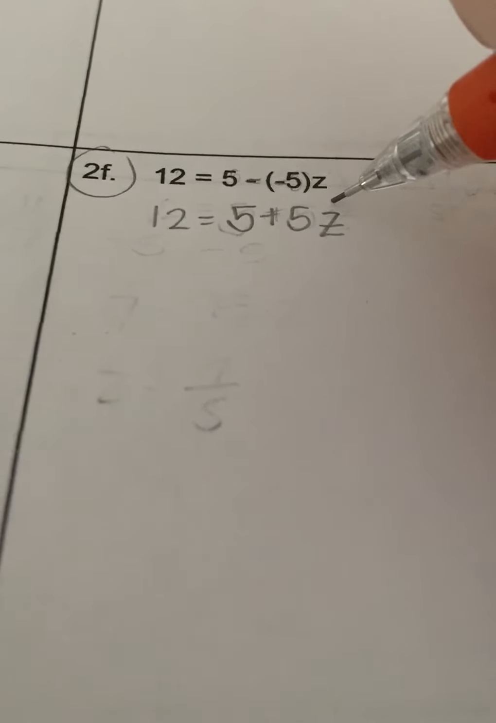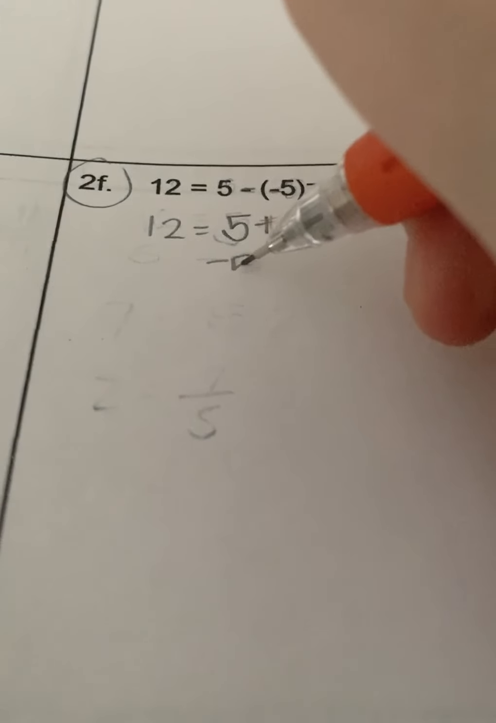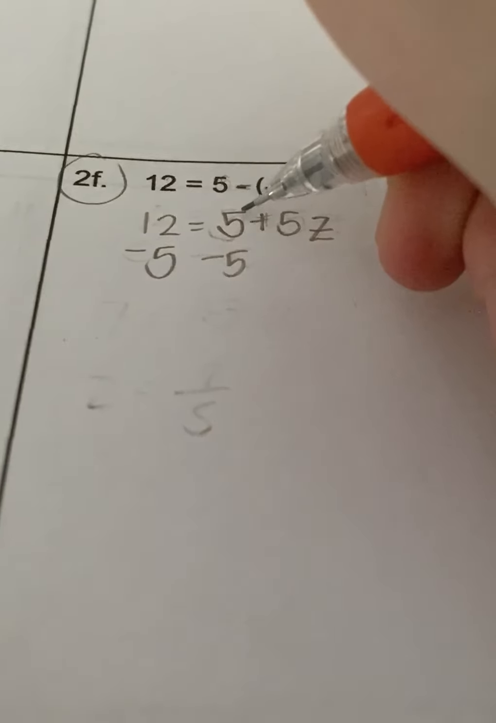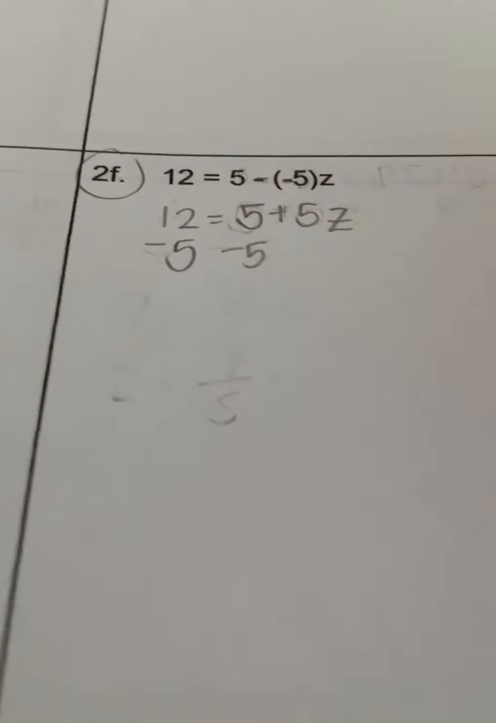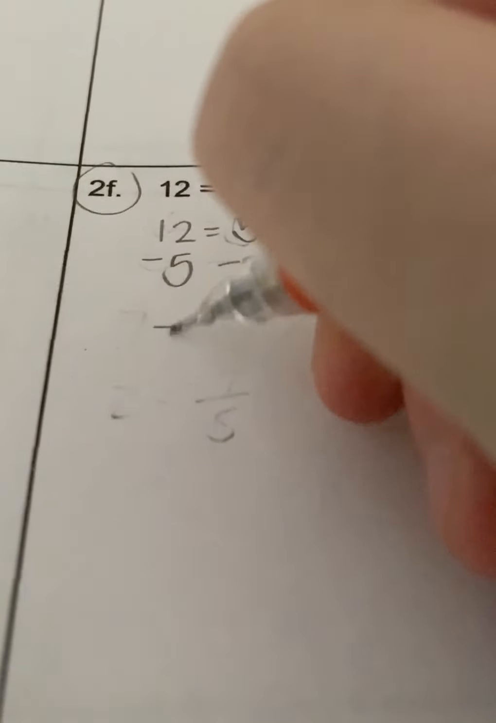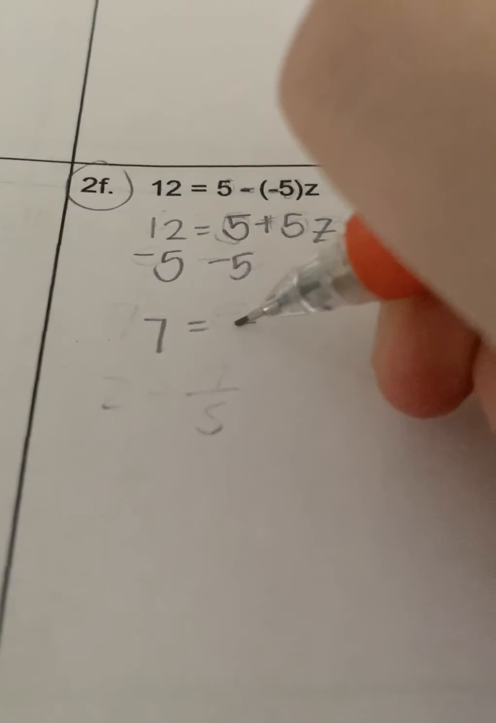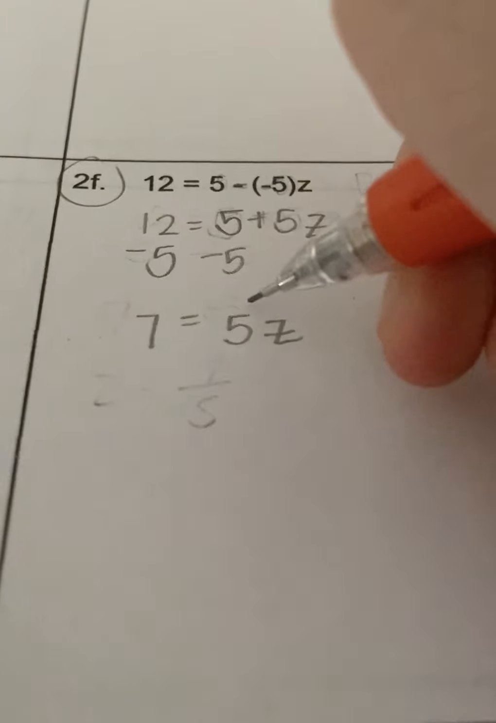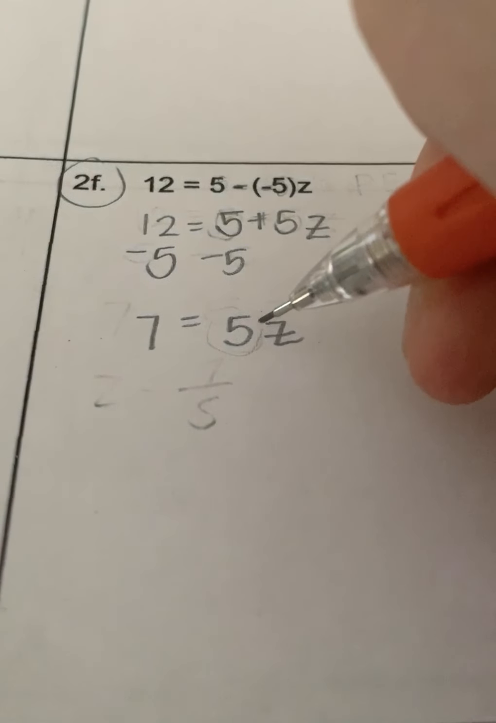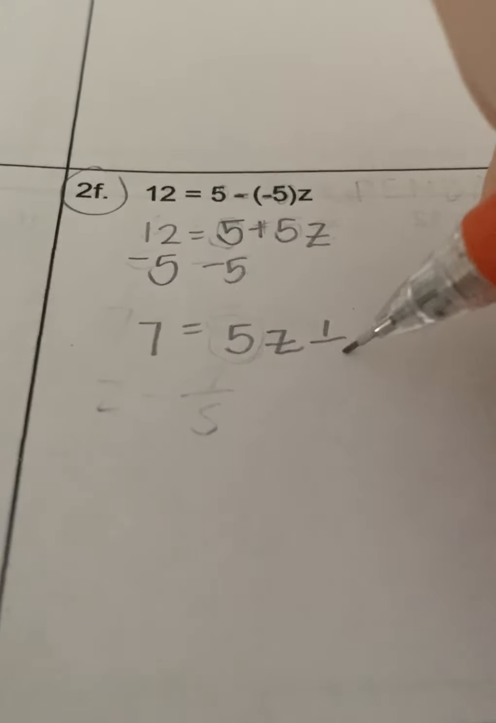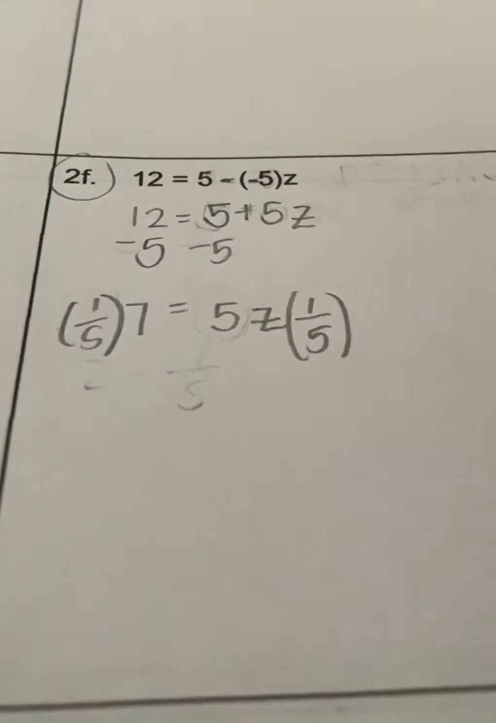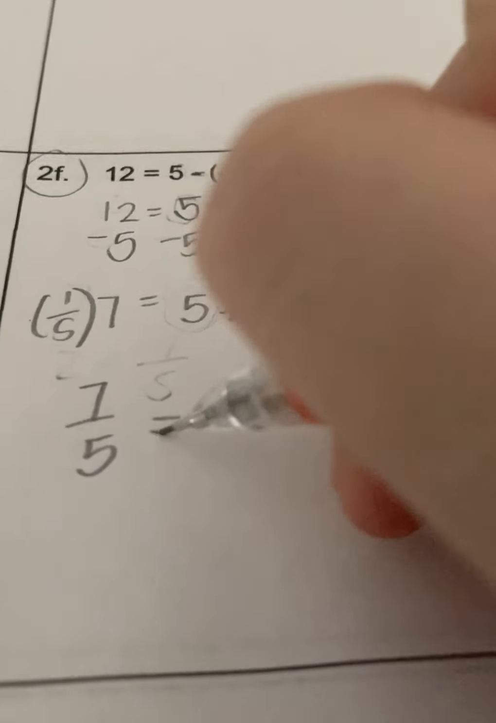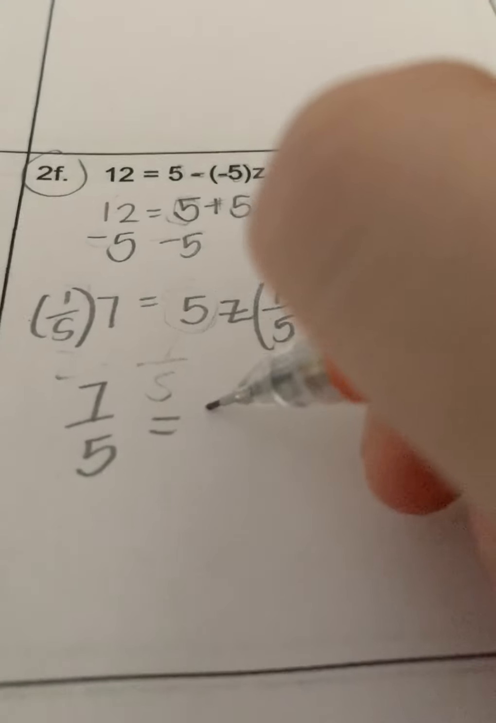So to isolate z, we have to subtract 5 on both sides because we want to get rid of this term on the right side. So our new equation is 7 is equal to 5z. And to isolate z, we have to get rid of this term, and the reciprocal of 5 is 1 over 5. So we're going to multiply both sides by 1 over 5. And when we rewrite that, it becomes 7 over 5 is equal to z.